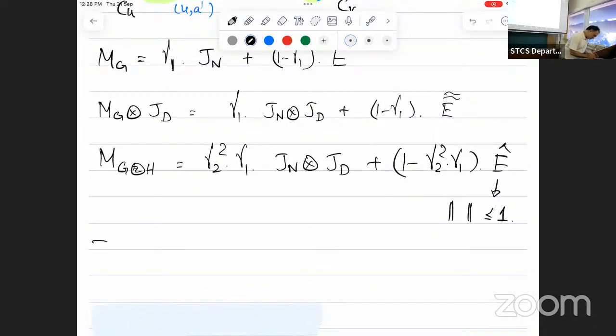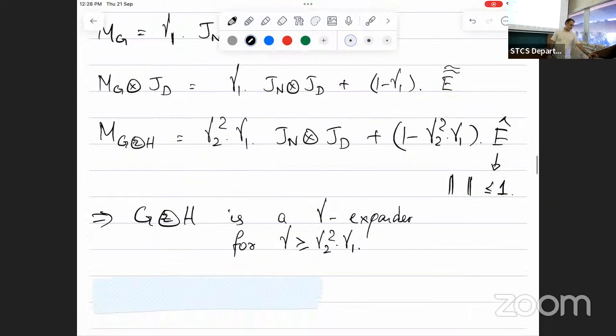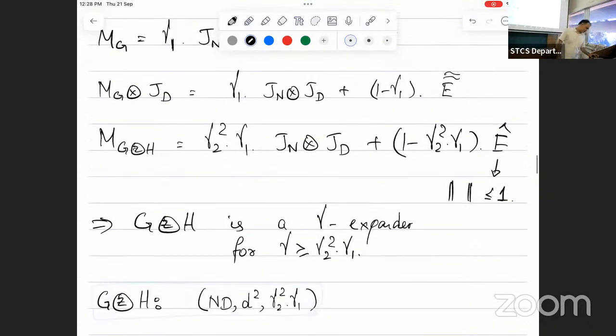And this implies that G zigzag H is a gamma expander for gamma at least as large as gamma 2 squared gamma 1. So this entire analysis basically lets us argue that the spectral gap of the zigzag product is at least as large as gamma 2 squared gamma 1. And we already saw that this was a graph on capital N D vertices. It had degree small d squared, and so therefore the zigzag product says this.